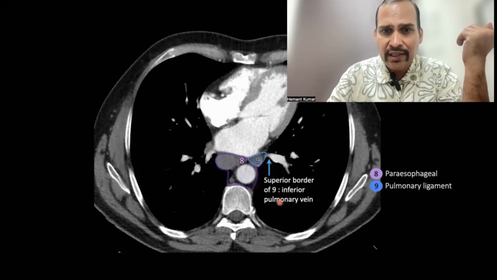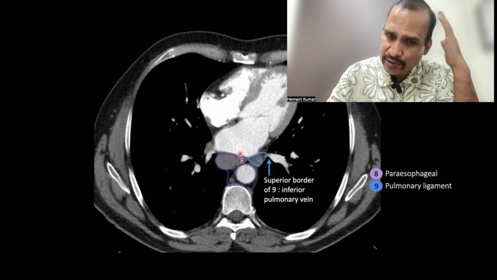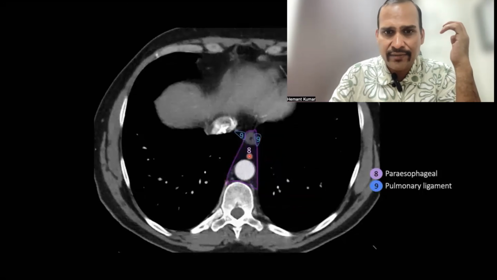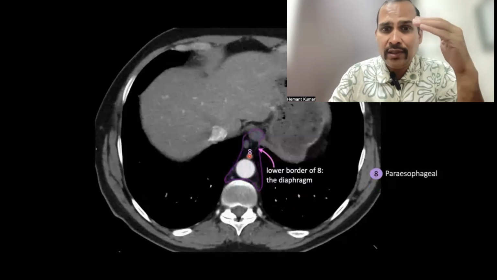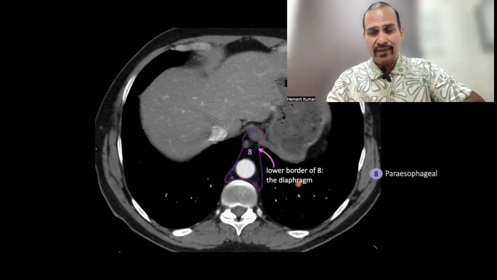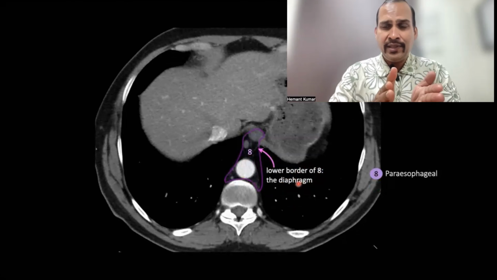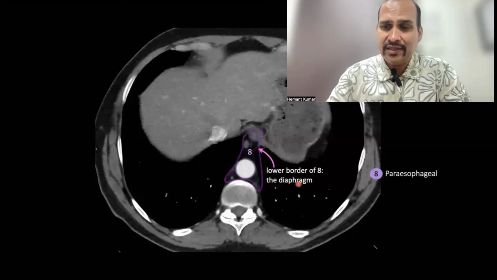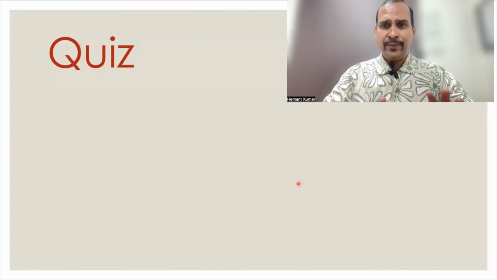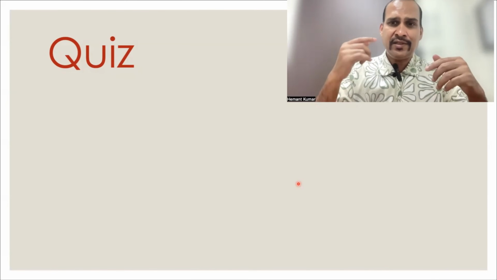So like that, we have to see lymph node station 9. This is along the inferior pulmonary vein, along the pulmonary ligament. Here it is somewhere, pulmonary ligament. So just lateral to 8 is station 9. It will go up to the diaphragm. The lower border of 8 is the diaphragm. Station 8 in the middle, and lateral to 8 is station 9, that is pulmonary ligament. So up to now we have completed our station 1 to 14.